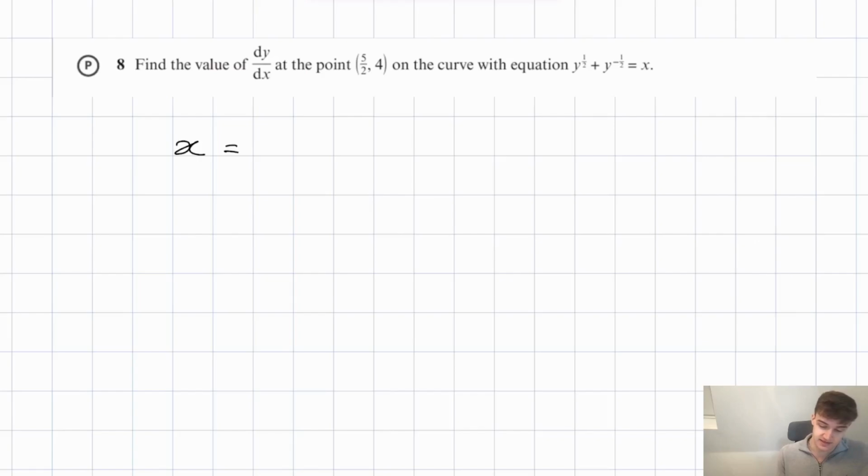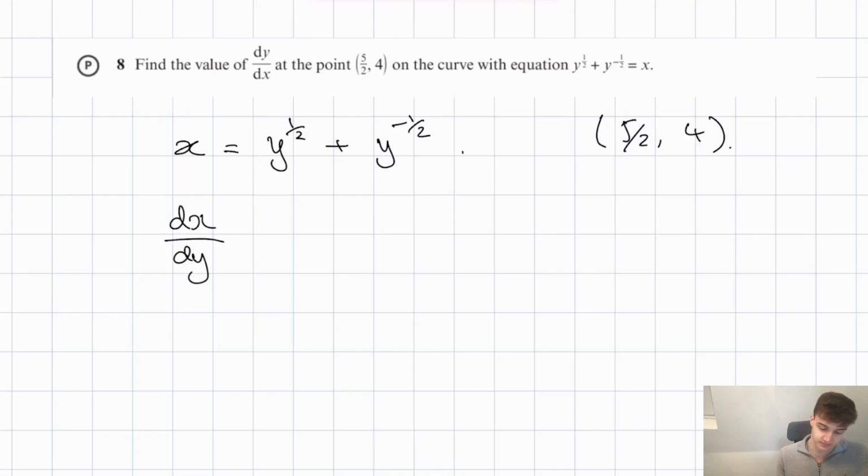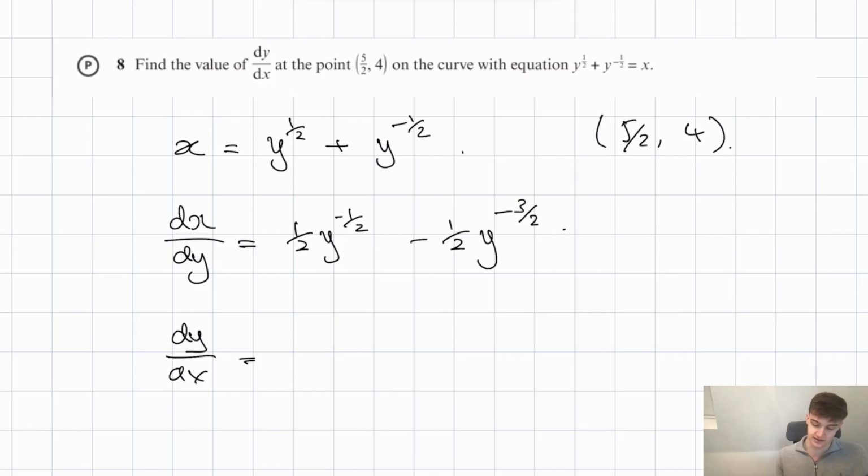So x is going to be y to the half plus y to the minus a half. We want dy by dx. It's given us the whole point. We're instead going to find dx by dy. It's going to be a half y to the minus a half minus a half y to the minus 3 over 2. dy by dx is 1 over that. So it's 1 over a half y to the minus a half minus a half y to the minus 3 over 2.